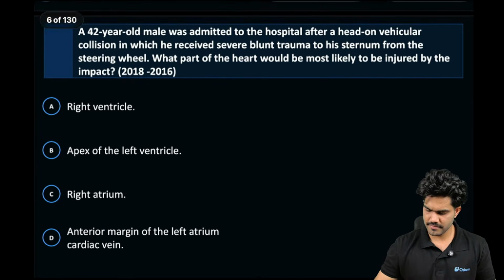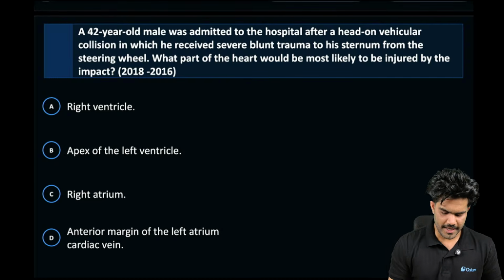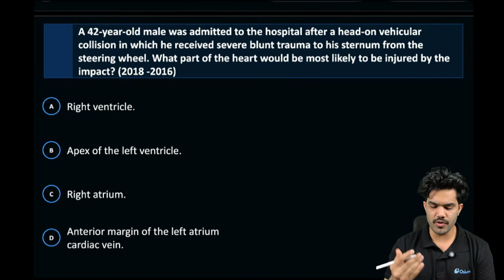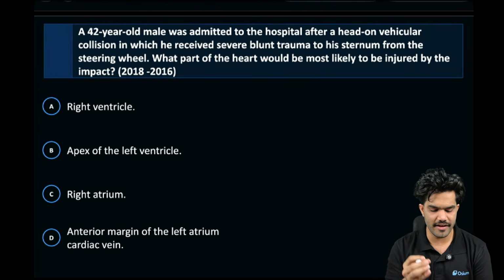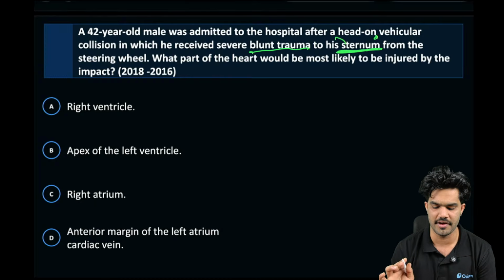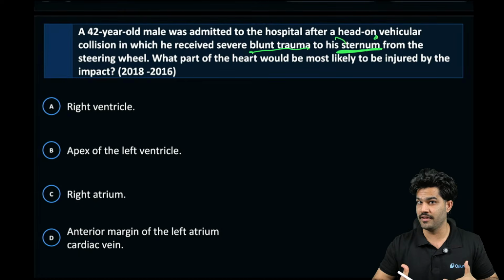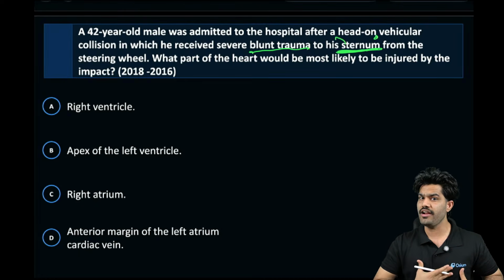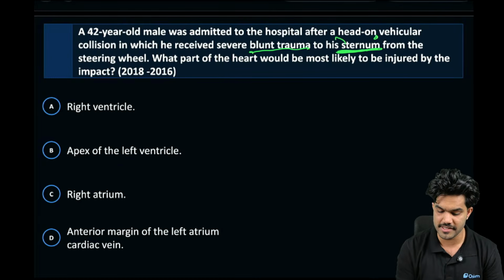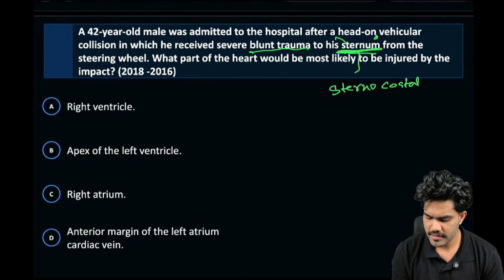Next question, it's an easy question. A 42-year-old male was admitted to hospital after a head-on vehicular collision in which he received blunt trauma to his sternum. See, this point is significant here. Blunt trauma to his sternum. Which part of the heart do you think might be injured? The anterior or sternocostal surface. Remember, it is injuring the sternum, so the sternocostal surface is injured.